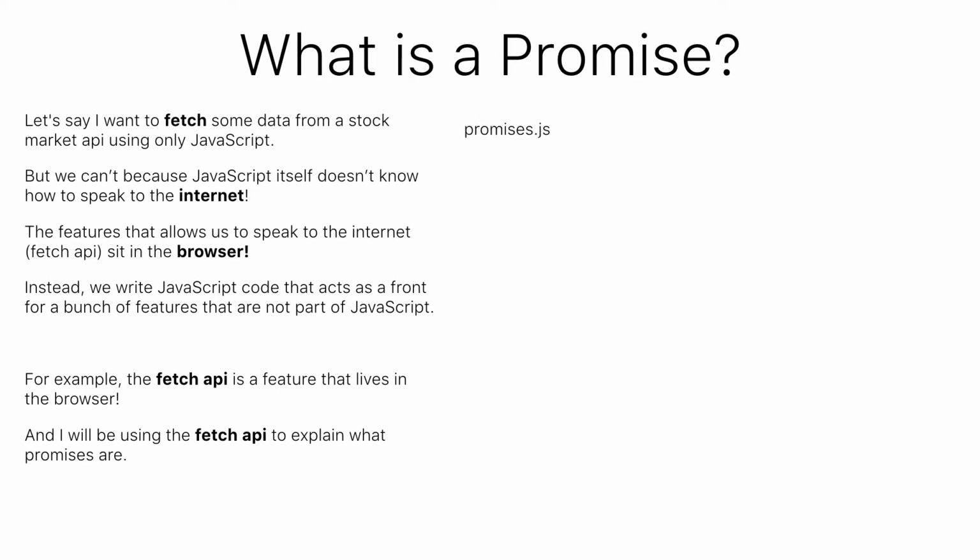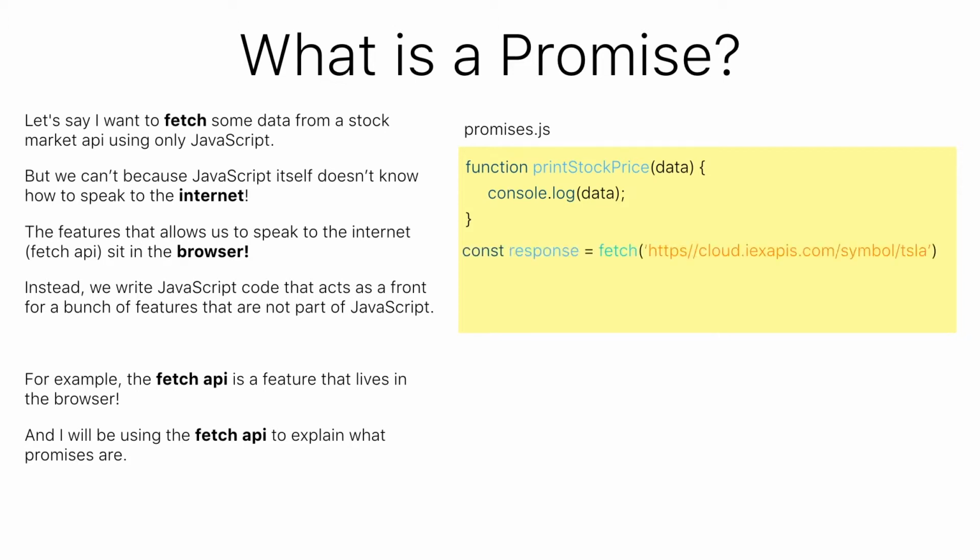So here, suppose I have a promises.js file, and in here I've defined a function that just prints whatever you give it. So here I'm using the Fetch API to fetch some data, and after executing this fetch function, whatever it returns, we store it in response. And finally, after we get some data, I just want to print the stock price.